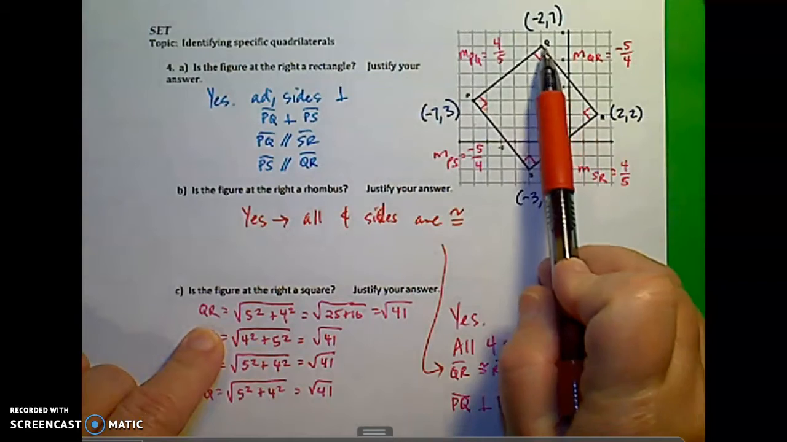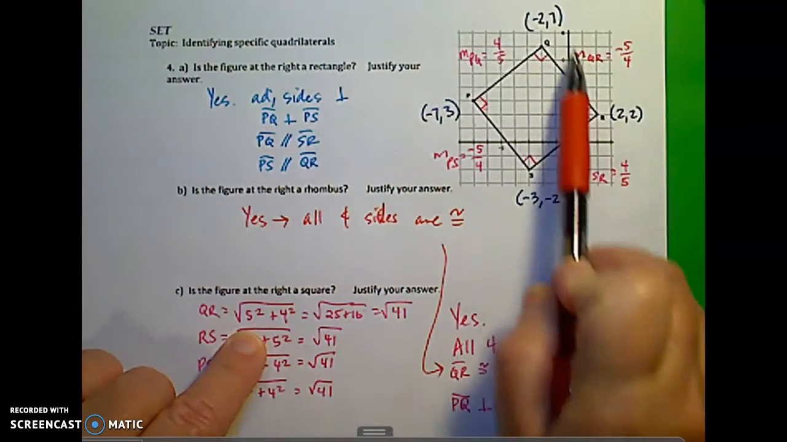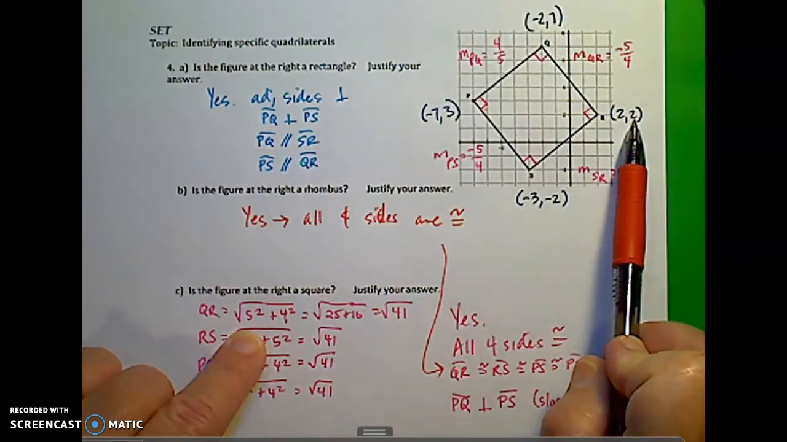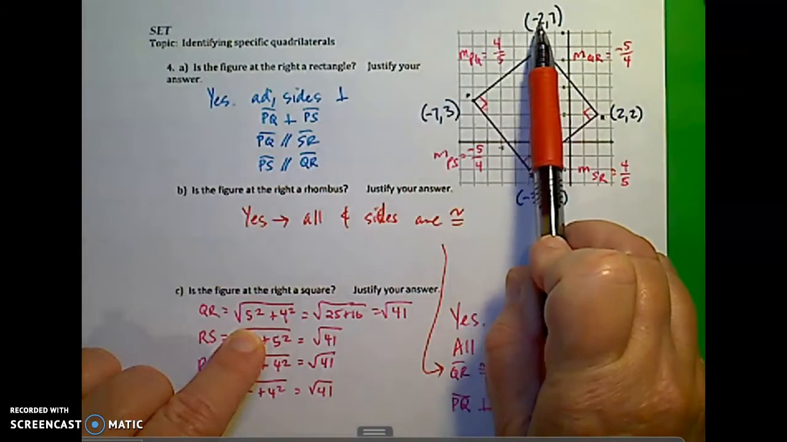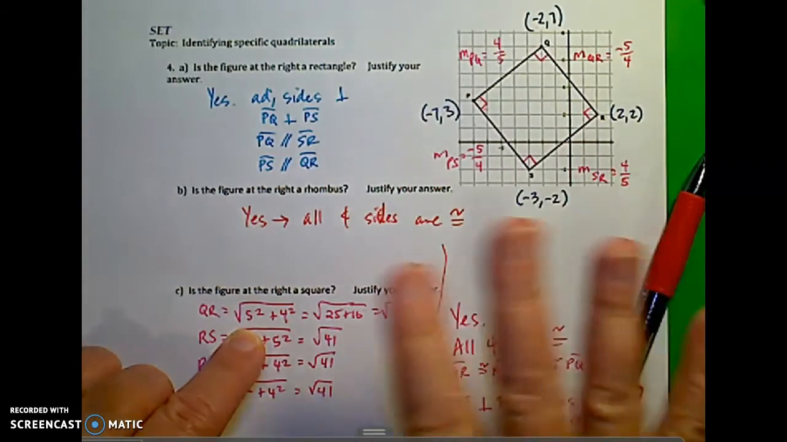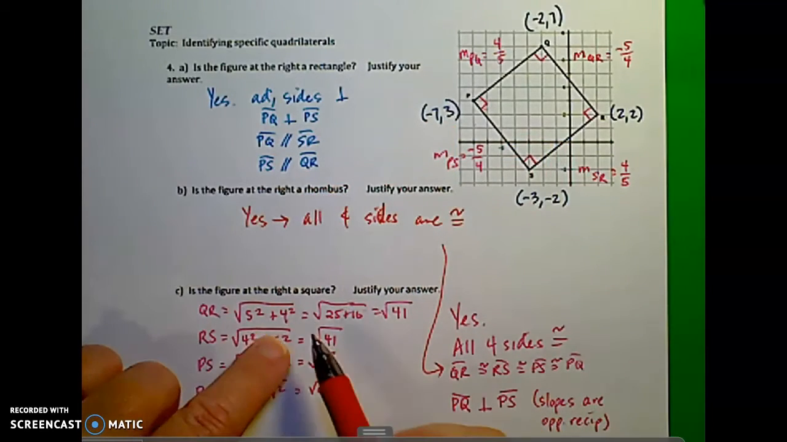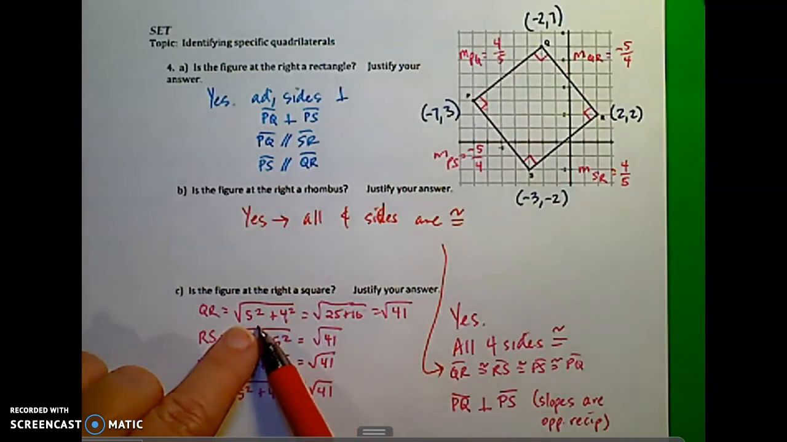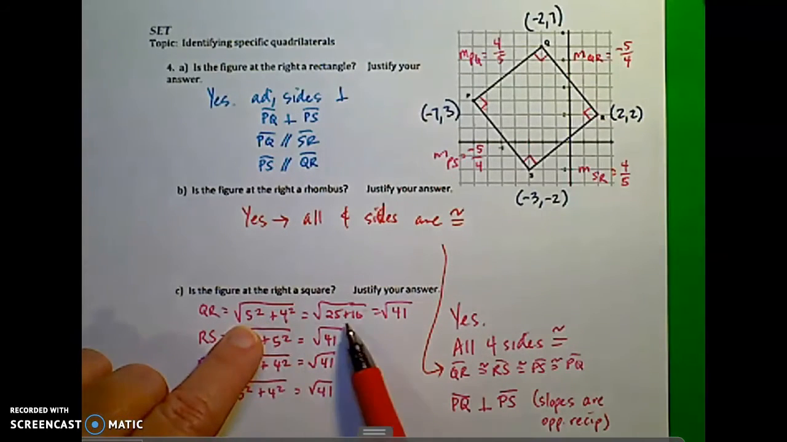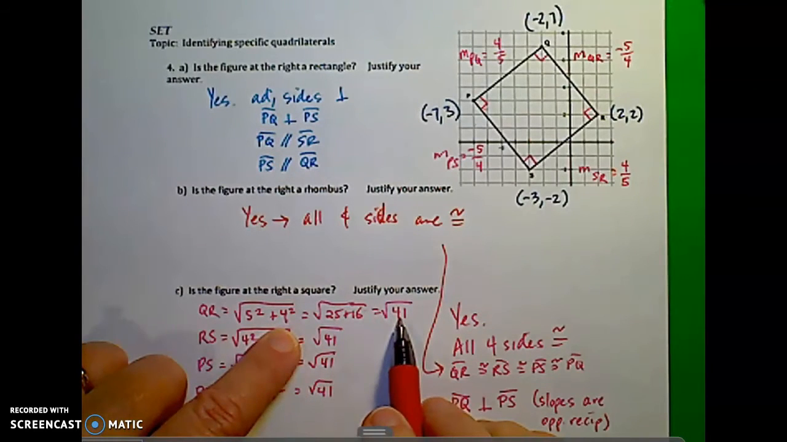So I'm starting with QR here. I'm comparing the ordered pairs here and here. So the difference in the y values, 7 and 2, is 5. Square it. Difference in the x values, -2 to 2. That is a difference of 4. And I can just call it positive 4. It doesn't matter if you call it positive or negative, because once you square it, it's always positive. So here I have the square root of 25 plus 16, which is the square root of 41.